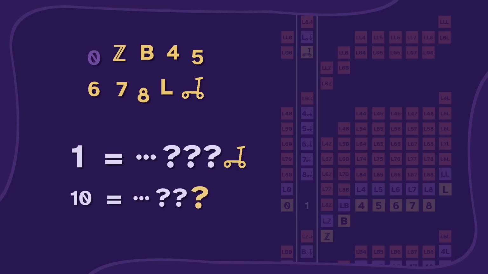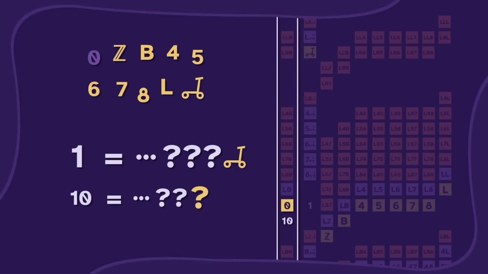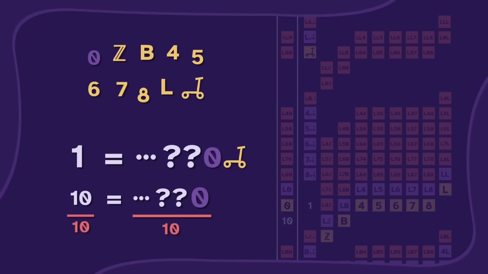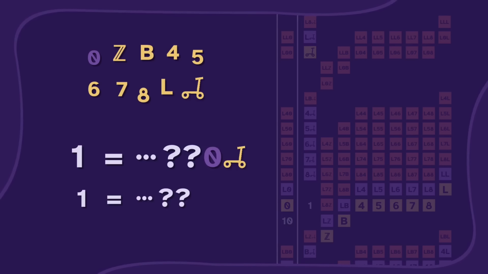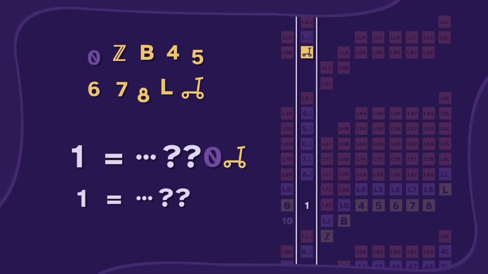What is the end digit of 10? 10 is in the 0 lum, so it must be 0. Then we can divide by 10 again, and we end up with 1. But we've seen this question already. 1 is in the scooter lum, so the next digit is scooter.